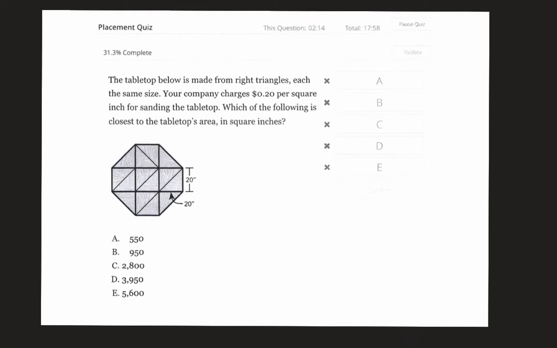Okay, in this video, they want to know what the area of this tabletop is, but we can also see that this tabletop is made up of triangles. Let's count the triangles together.